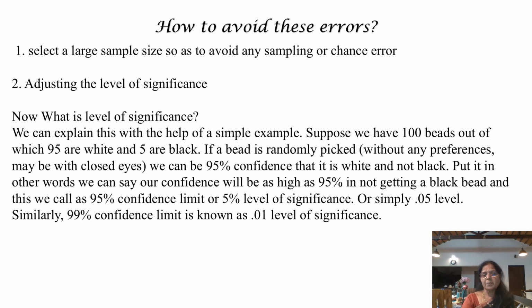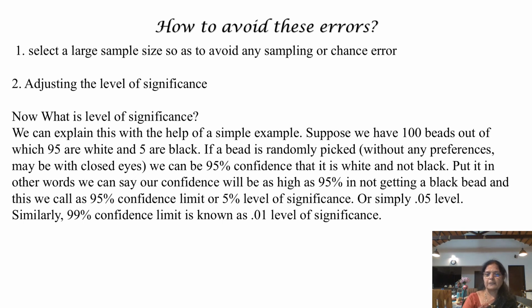In that case, I can be 95% confident that the bead is going to be white and not black. If I say it in other words, my level of confidence will be as high as 95% that I'm not going to get a black bead. This is called 95% confidence limit or 5% level of significance, because 100 minus 95 is 5. So if my confidence level is 95%, my level of significance will be 5%. Or you can simply say the level of significance is 0.05.